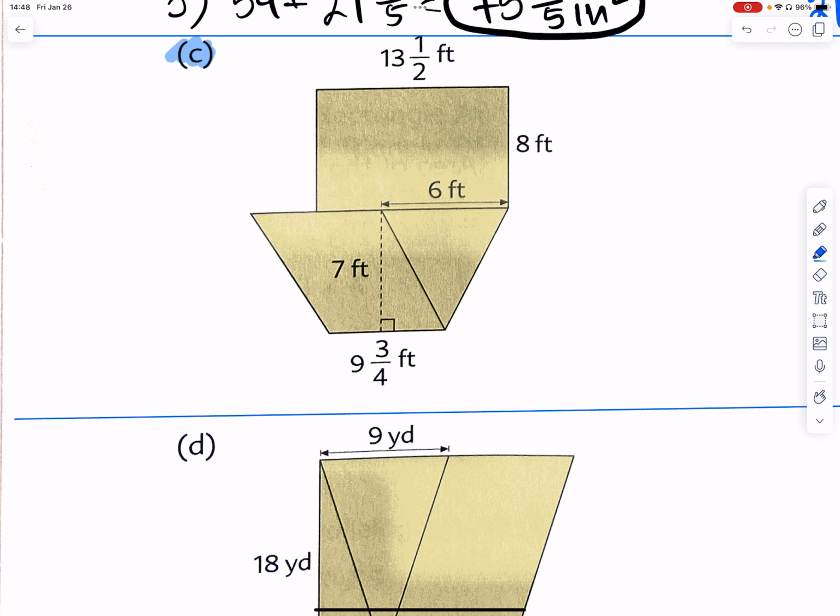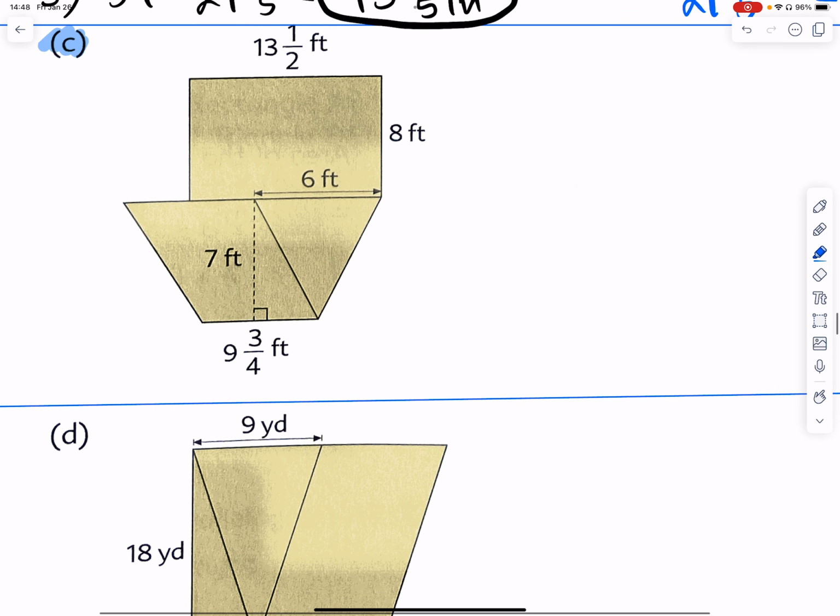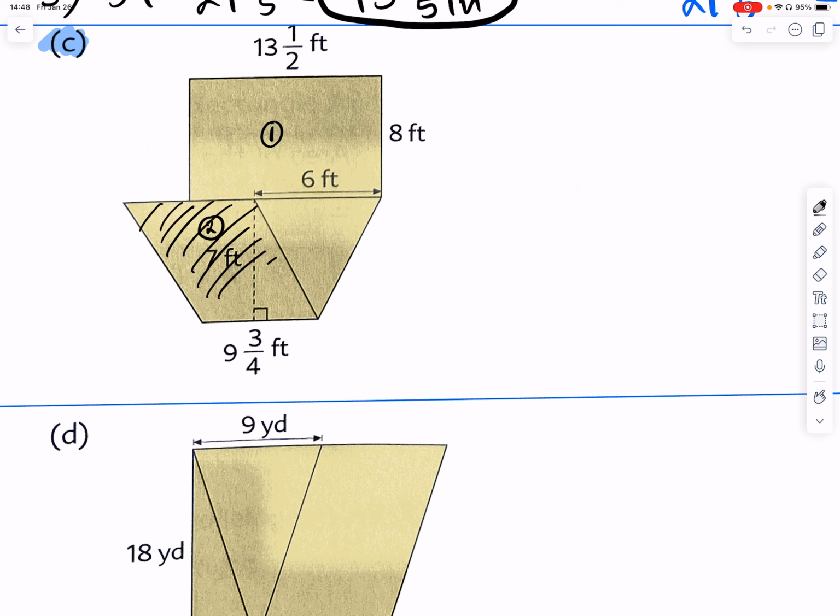So what we see in front of us is example C, and this shape is made up of multiple parts. Let's label them. We have part 1, and that's a rectangle. We have part 2, and I hope you recognize we have a parallelogram. And we have part 3, which is a triangle. So we're going to pursue this problem in a step-by-step approach.